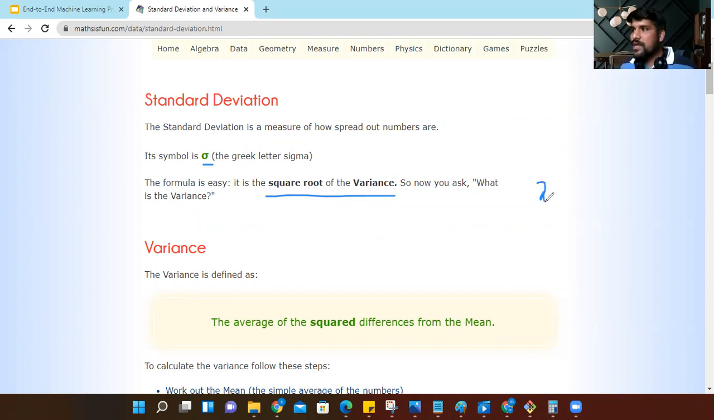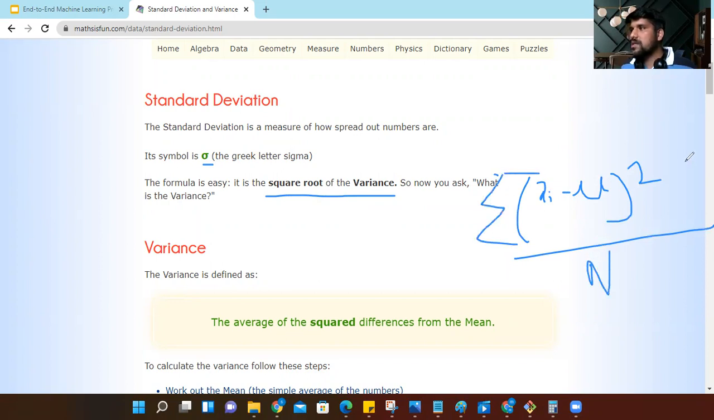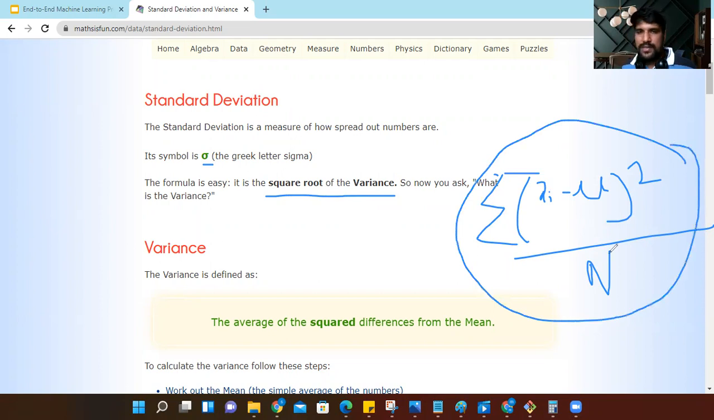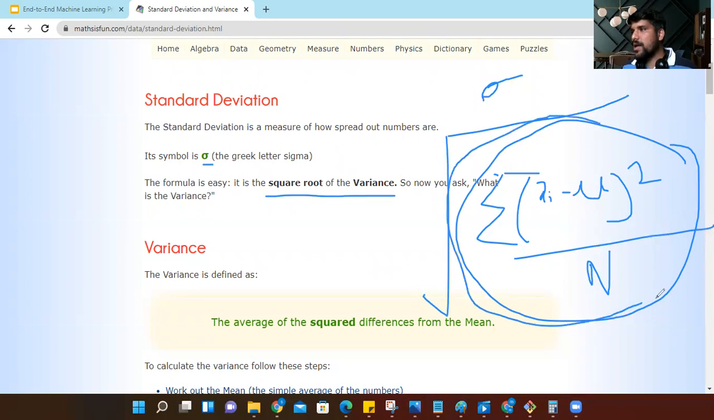The stuff we have seen, xi minus mean, then take the squaring, then divide by n, and do the summation. This is nothing but the variance. And when we take the square root of this, it is called the standard deviation. I hope you understand. This part is called the variance. When you take the square root, it is called the standard deviation.